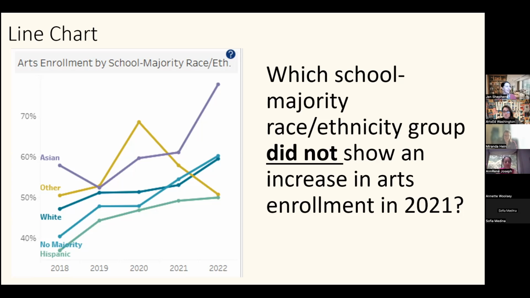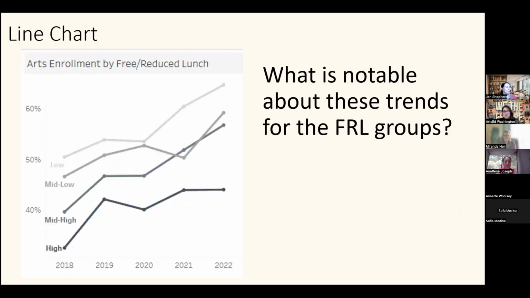Perfect. All right. And we'll just do a little bit more line charts here. So now we're looking at that school level free reduced lunch eligibility again. So now we've got our 4 groups. And now what would you say is noticeable about the trend for these groups, or what stands out to you? And these are all schools in Washington, at least the ones that we received data for. Public and charter. Not private, but public and charter. I don't believe we got data for private schools.